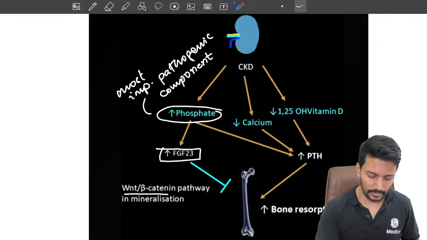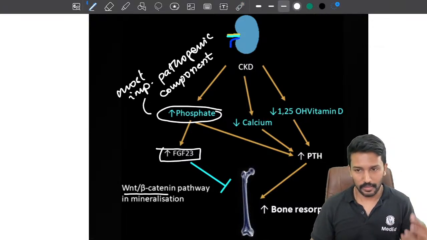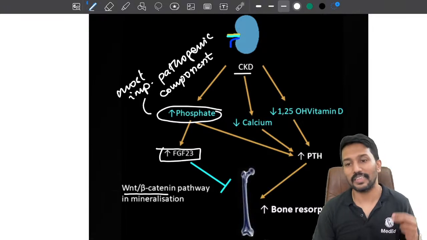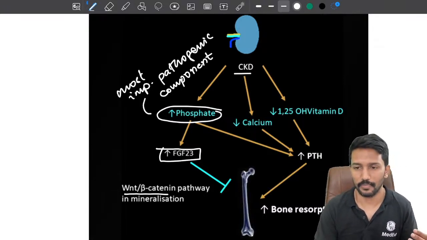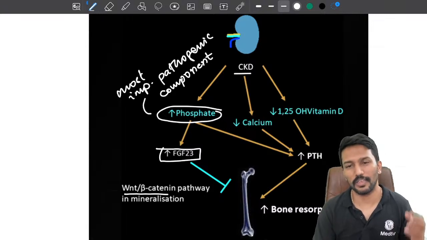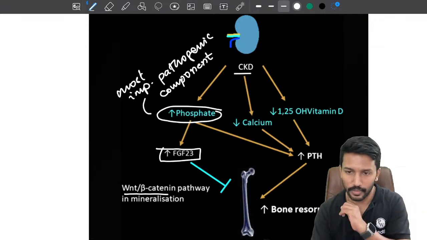Second, the kidney plays an important role in the synthesis of vitamin D, because one of the hydroxylation reactions happens in the kidney. The active form of vitamin D is 1,25-dihydroxycholecalciferol.